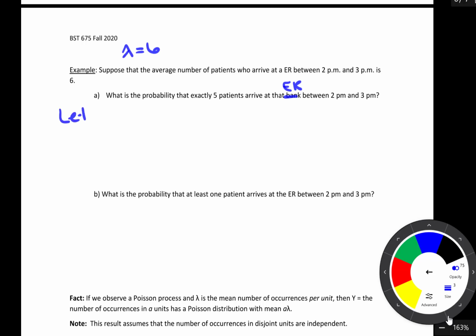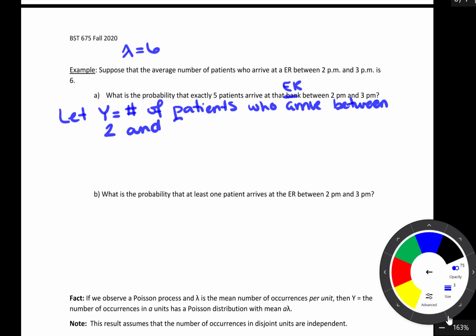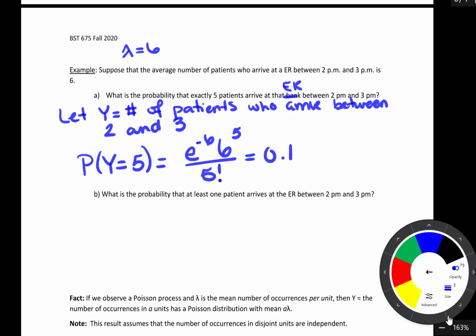So here we're going to let y be equal to the number of patients who arrive between 2 and 3. So what we're looking for is the probability that capital Y is equal to 5, which is equal to e to the negative 6, 6 to the 5th over 5 factorial, using the distribution on the previous page, and we get the following.